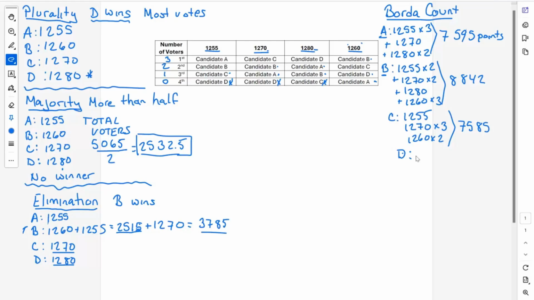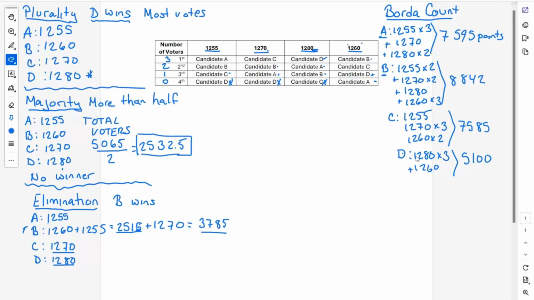But for these 1,280 people, D was their first choice, so we get 1,280 times 3. And then for these 1,260 people, candidate D was their third choice, and so D gets 1 point for each of those 1,260. So we have 1,280 times 3 plus 1,260, and what we end up with is D has 5,100 points.